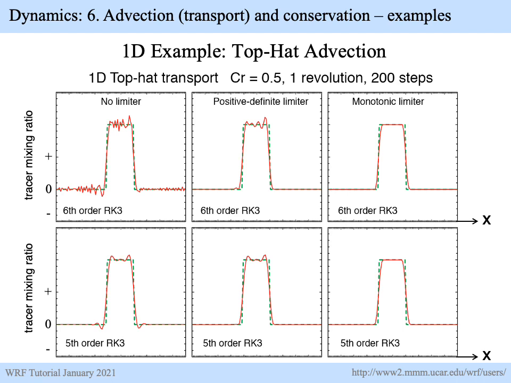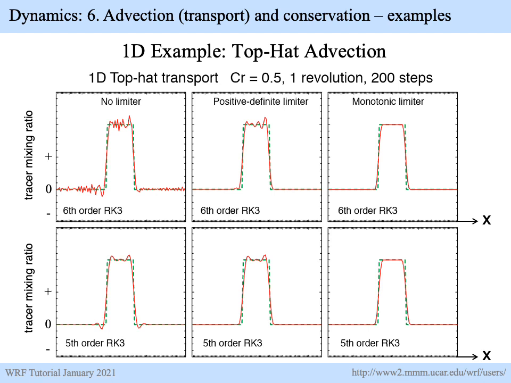Now, if we enable the positive definite limiter that was described on the previous page, you can see that the values below zero are gone. However, the overshoots are still there. And if you'll also notice here, I think it becomes more clear that the sixth order scheme is just slightly more accurate. You can see where the steep gradients in the top hat, it defines the top hat better where it goes up and back down than the fifth order scheme. The fifth order scheme smooths it out a little bit.